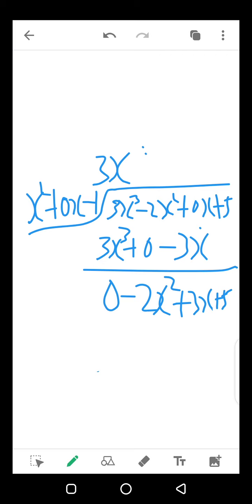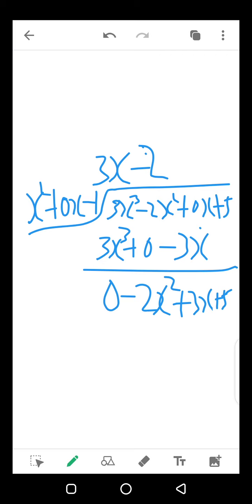Now, we take the highest degree here again. In this answer we got here, we look for the highest degree, which is 2x raised to power 2. We divide it again by the highest degree in the divisor and continue until we cannot divide again. That is now 2x raised to power 2 divided by x raised to power 2. The x raised to power 2 will cancel itself, so we are going to have minus 2.